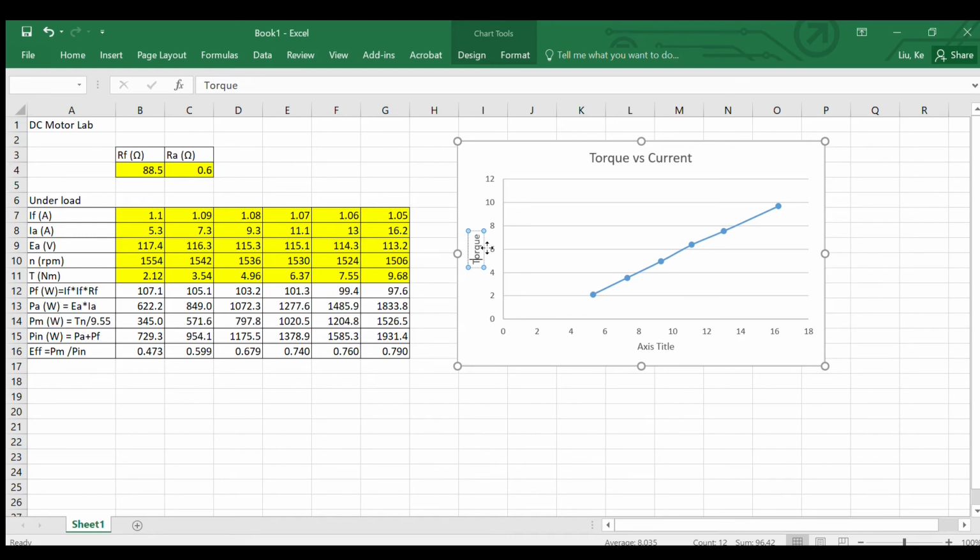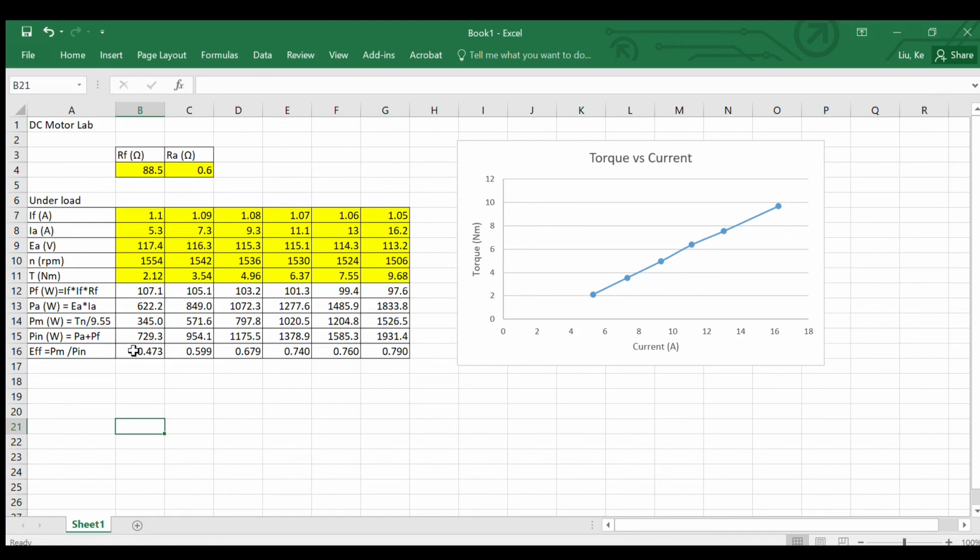And the next one, okay, the x-axis will be the current. And remember the convention, right? Torque versus current, the torque will be on the y-axis and the current will be on the x-axis. Okay, and the unit will be amps. All right. Okay, that's the graph. The next graph we can draw is the efficiency versus power. So mechanical power, for example.